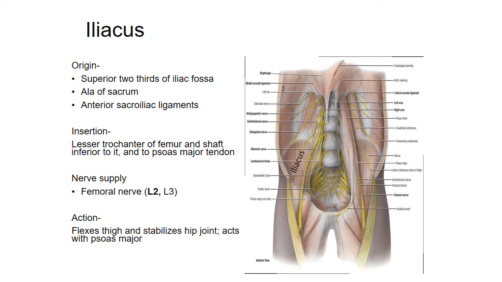Iliacus muscle. This is the muscle which is placed lateral to the psoas major muscle and inferior to the quadratus lumborum muscle. So actually see over here, this is psoas major. When it is removed, this is the picture you can see. Superiorly this is quadratus lumborum, inferiorly this is iliacus.